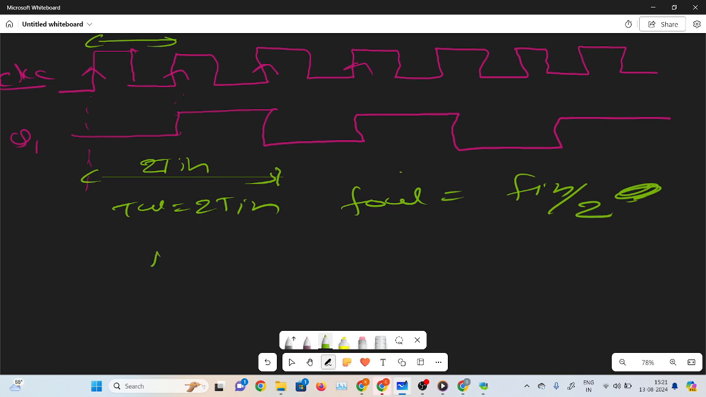And if you calculate the percentage duty cycle, the percentage duty cycle is equal to on time over on time plus off time. Here they are the same. So this is T in and this is T in. So T in by T in plus T in, I directly write 1 by 1 plus 1, that is 1 by 2 into 100, so it is 50%.